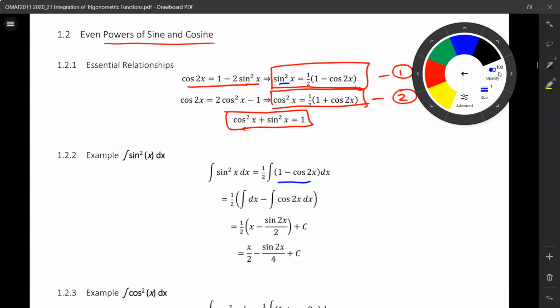So I take the half outside. And then we have two integrals here. It's 1 minus cosine 2x. The integral of dx, which is the 1, basically, 1 times dx, and the integral of cosine 2x. The integral of x is x, and the integral of cosine 2x is sine 2x over 2. And that gives us x over 2 minus sine 2x over 4.